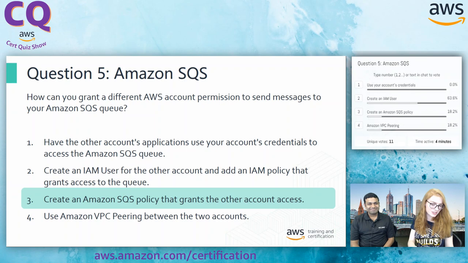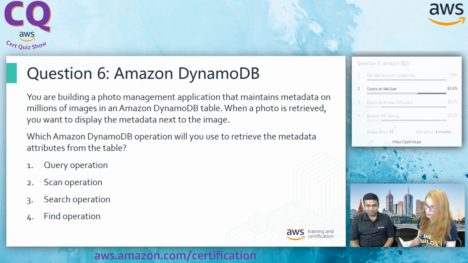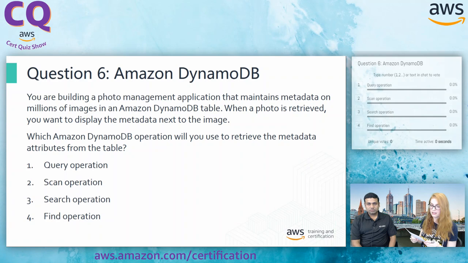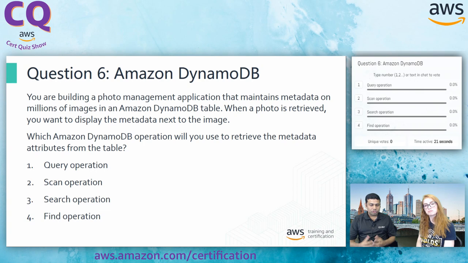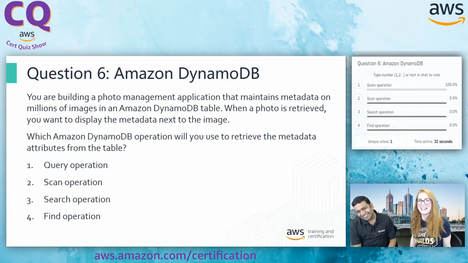All right, let's move on to question 6. Amazon DynamoDB. You are building a photo management application that maintains metadata on millions of images in an Amazon DynamoDB table. When a photo is retrieved, you want to display the metadata text next to the image. Which Amazon DynamoDB operation will you use to retrieve the metadata attributes from the table? This is a simple question. They're talking about DynamoDB and they're talking about pictures. I've never heard of a couple of these, so I would automatically knock out a couple.